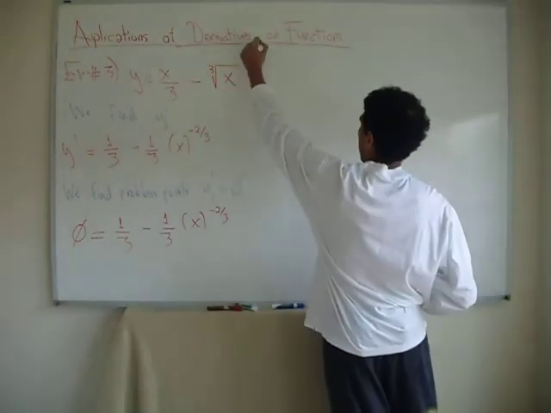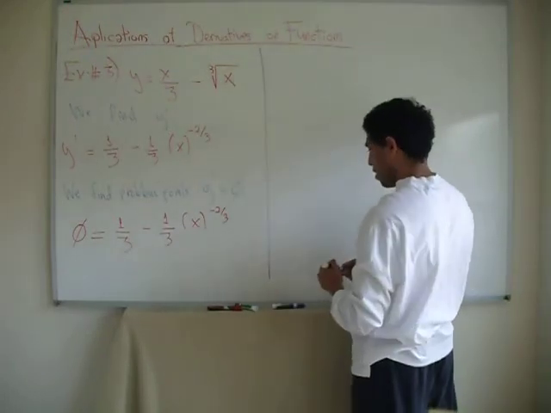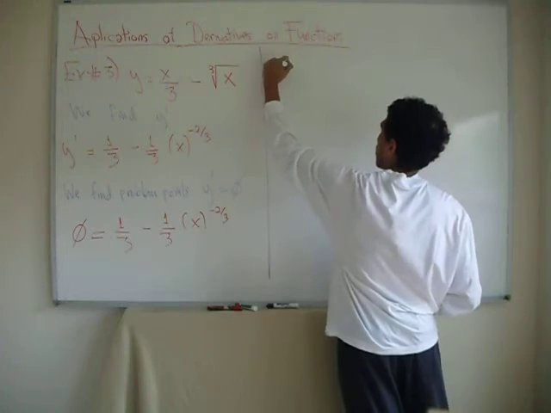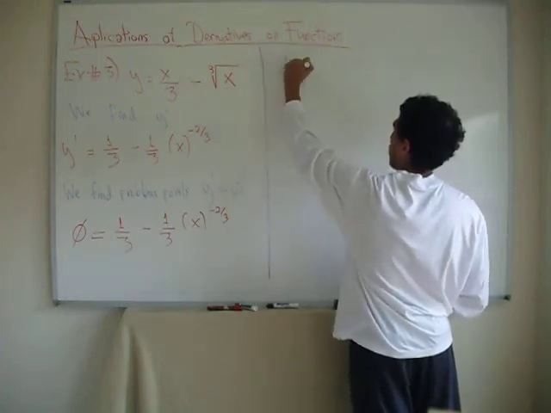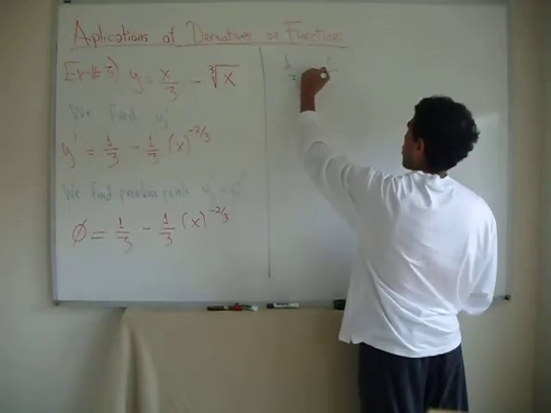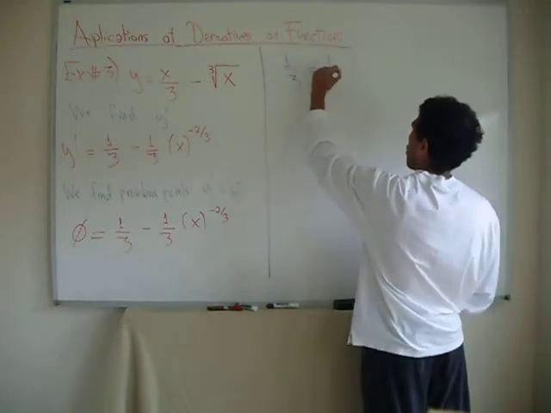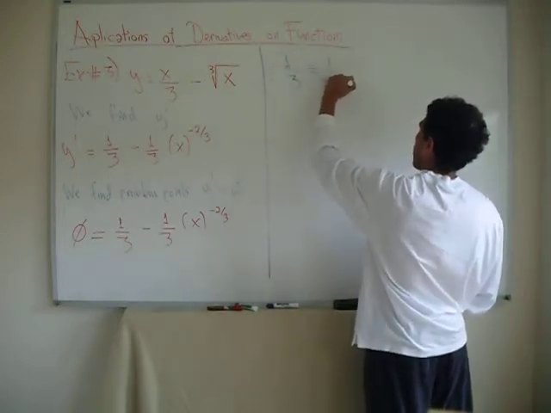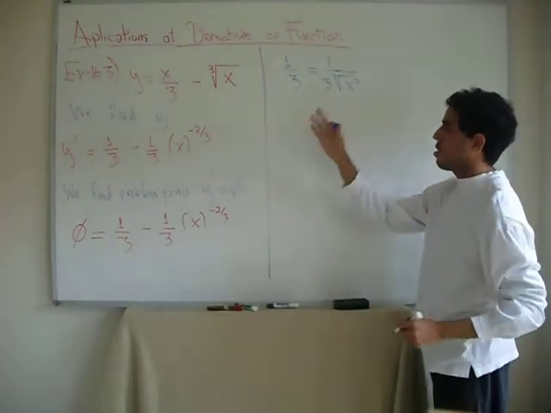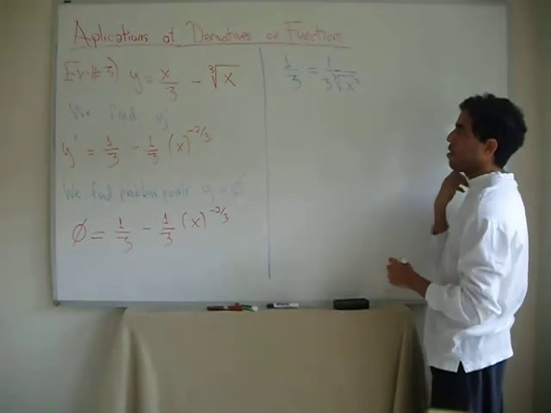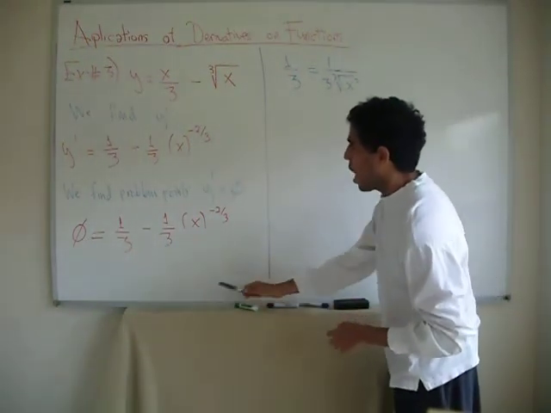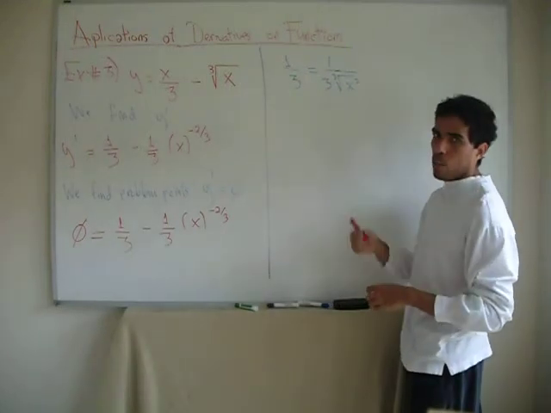In solving this, we're going to have 1/3 equal to 1/3 over the cube root of x squared. I just rewrote this as a radical so I can see it better. So what can be canceled right here? Well, first of all, I have a problem point, which is x equals 0.